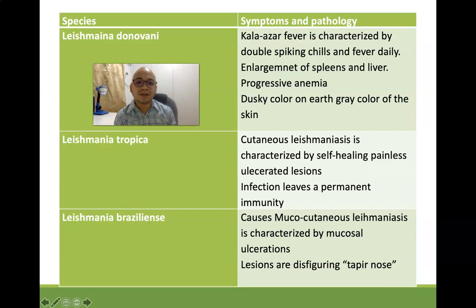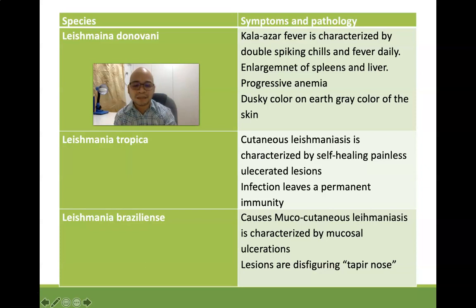Now, for Leishmania tropica, you can just imagine that there would be ulcers, self-healing, painless ulcerating lesions. Not really an advantage, but the good thing about it is that infection leaves permanent immunity, meaning you will not be infected with Leishmania tropica again. Leishmania brasiliense will cause mucocutaneous leishmaniasis characterized by mucosal ulceration. It will cause disfigurement in your nose, so that's why it is called the tapir nose.